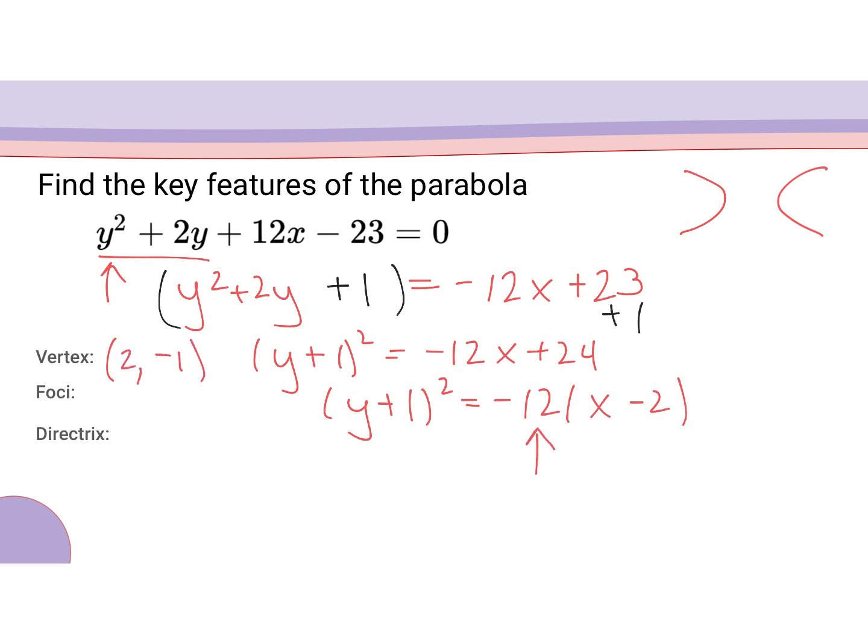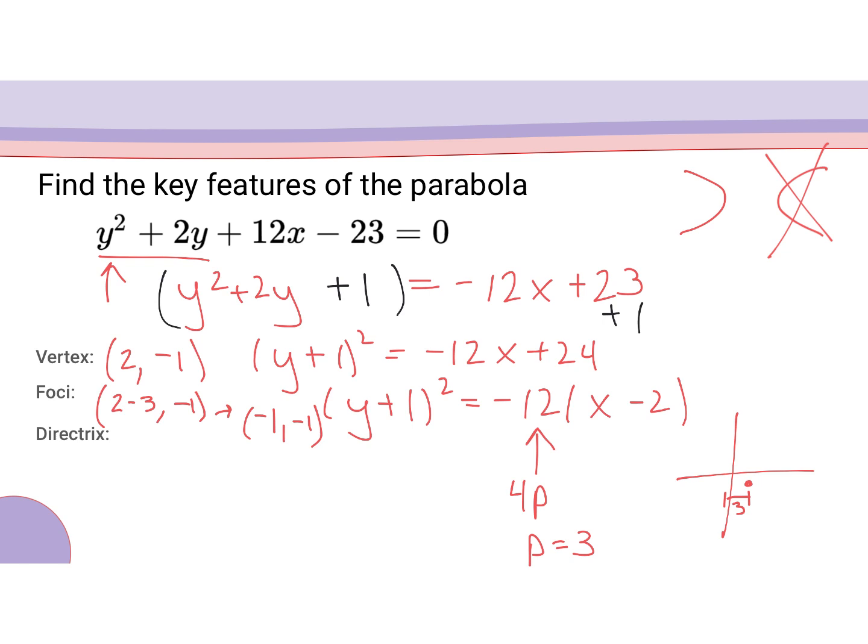My foci, again, I have to look at this value here. It's 4p. So that means p would be a value of 3. Now again, it's negative. So let's consider which direction this graph is going to have to open. It has to be to the negative direction, so it's going to open to the left. So if my vertex is at (2, -1), that means I have to go back by 3. So I'm going to take my x-coordinate and subtract 3 from it, and I get -1 is where my focus should be.